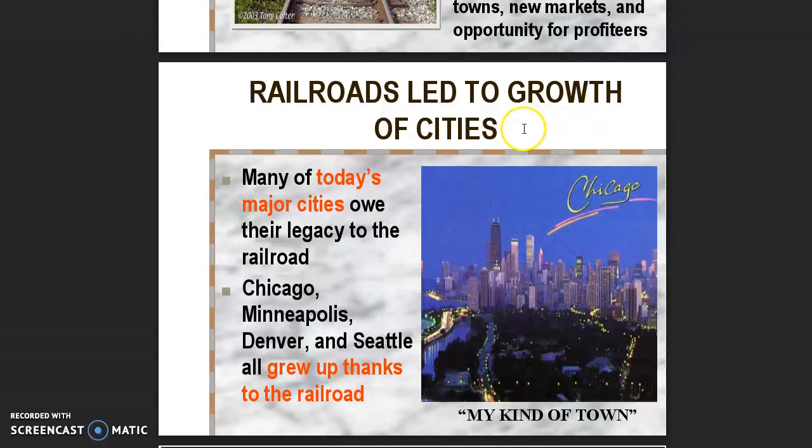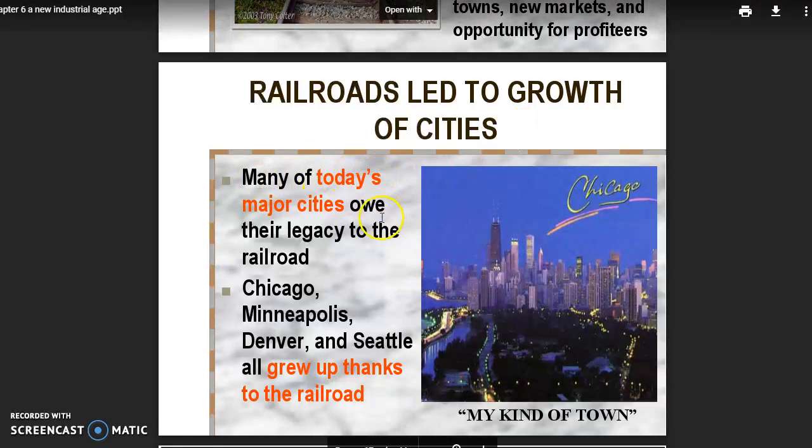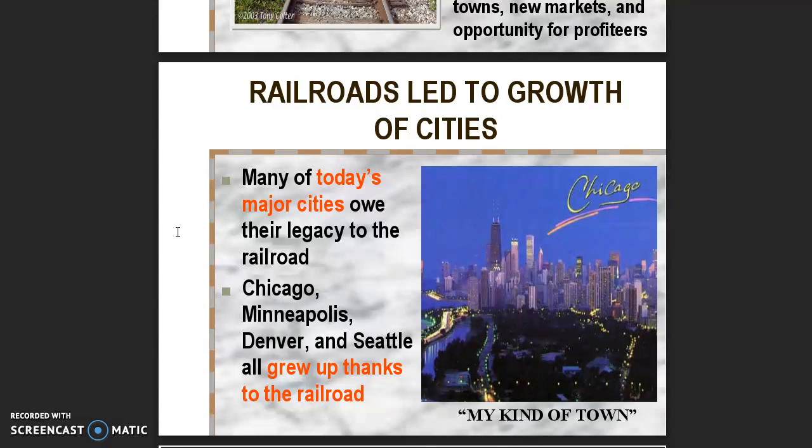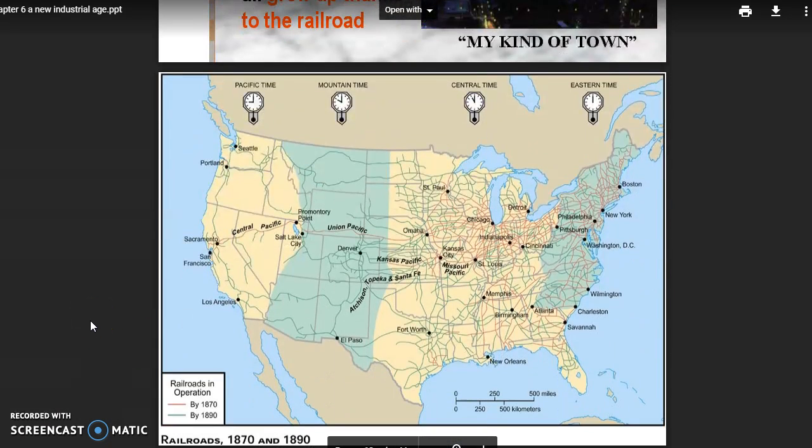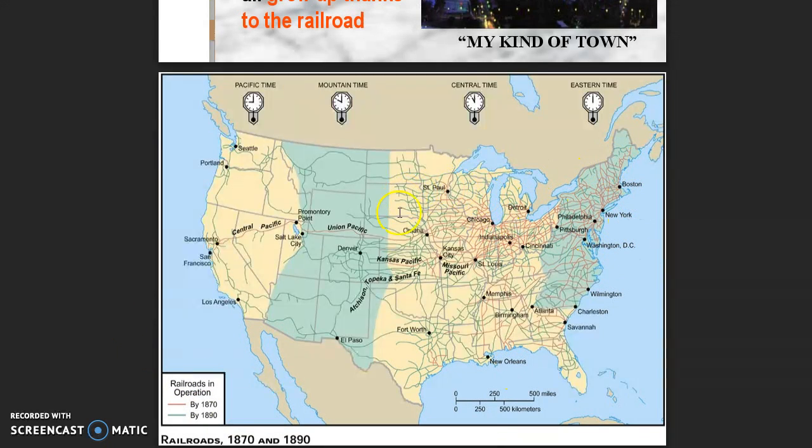Again, pause if you need to. Many of today's major cities owe their legacy to the railroad. Chicago, Minneapolis, Denver, Seattle, they all grew up thanks to the railroad. So here is how many railroads our nation had by 1890. Pretty extensive up here in the Northeast and Central, down in the South.